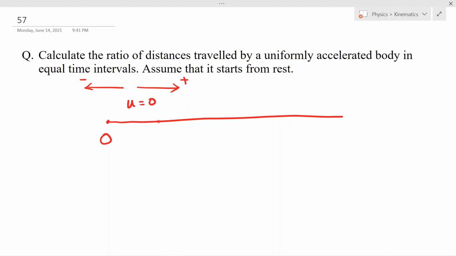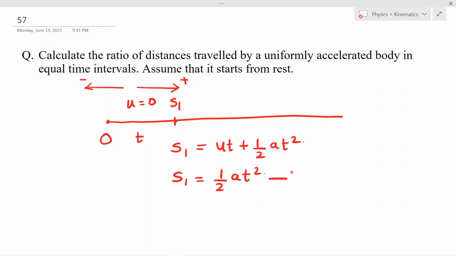Now we have to calculate the ratio of distances traveled by this, so in equal intervals. So let's say in time interval t it covers this much distance, let's say s1. So what will it be? S1 will be ut plus half at square. Now s1 is equal to, u is 0, so this will be half at square. This is my first equation.